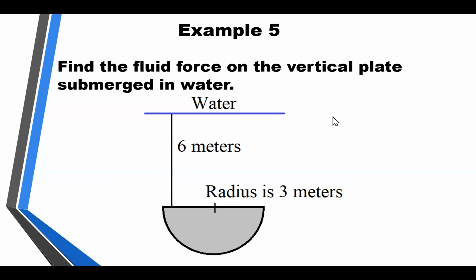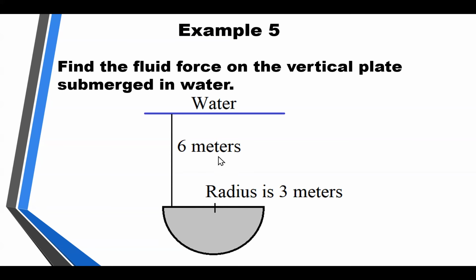Let's do another example with a semicircle, but this one is not going to be vertical. This one is going to be the bottom half of a circle. So find the fluid force on this vertical plate submerged in water. It's the bottom half of a circle. The radius of the circle should be 3 meters. The depth of the water is 6 meters, and that is 6 meters above the top of that semicircle. And the semicircle is the bottom half of the circle.